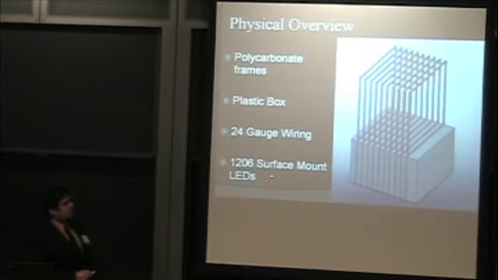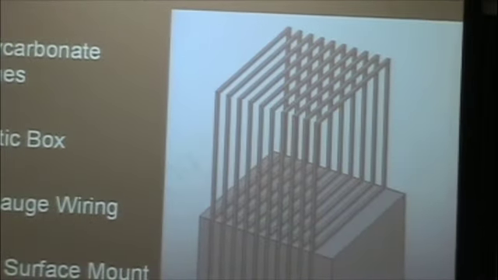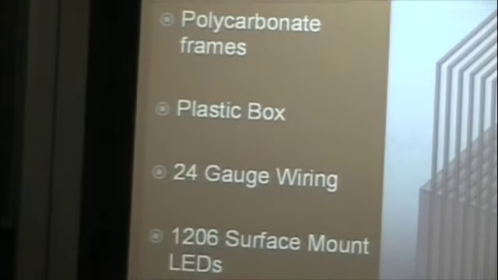Thank you very much. So here we see a CAD rendering of our cube. We used polycarbonate to create each of the frames. The housing unit that you see at the bottom here is comprised of a plastic box to which the slices can attach. The wiring we decided to use is 24 gauge bare wiring, and the package we decided to use for the LEDs are the 1206 surface mount LEDs.